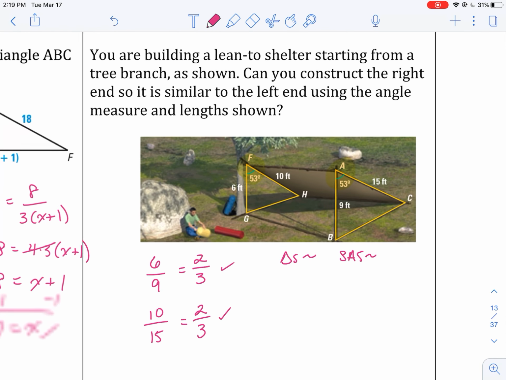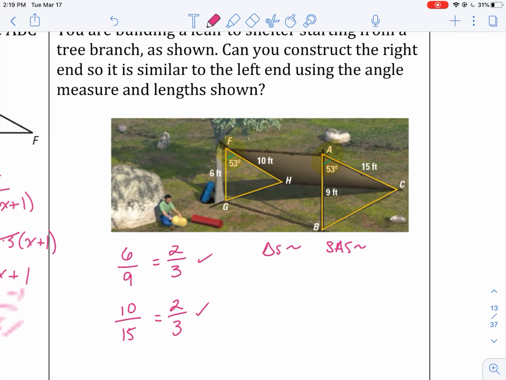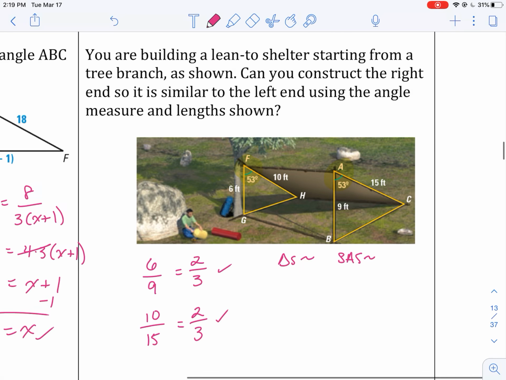Great. And so now it says, we're building a lean-to shelter starting from a tree branch as shown. Can you construct the right end so that it is similar to the left end using the angle measure and the length shown? So our answer is yes, because the triangles are similar. Great.